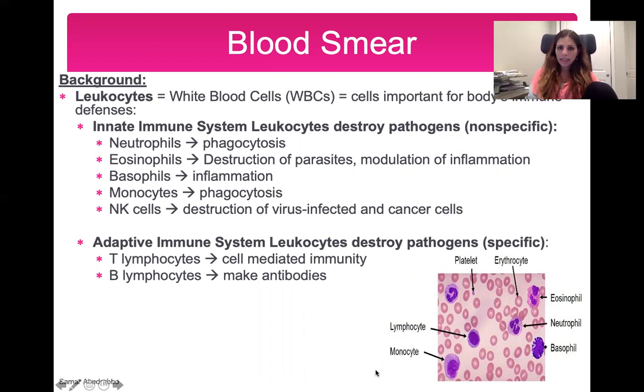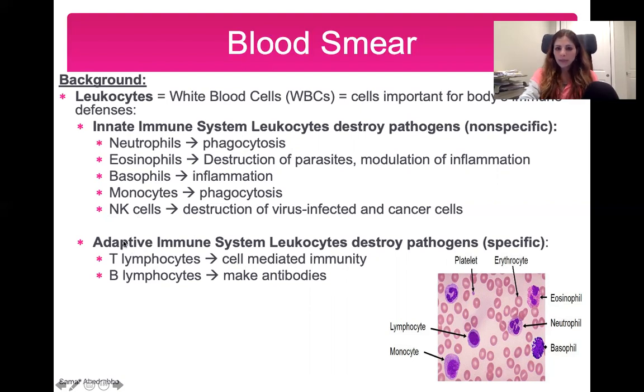As a reminder, our immune system is split between innate immunity and adaptive immunity, and white blood cells or leukocytes play a role in both. When we look at the innate immune system, which is the one that fights non-specific pathogens, so everything, we see neutrophils, eosinophils, basophils, monocytes, and natural killer cells.